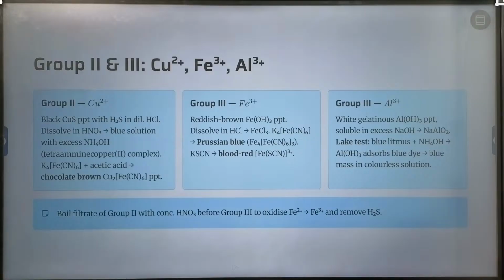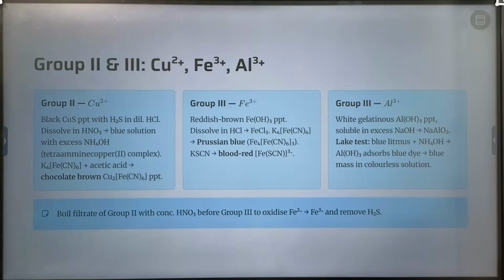Now that is actually chocolate brown in color. Potassium hexacyanoferrate complex is actually blue in color, the Prussian blue. Now that has been changed into chocolate brown color because the counter ion potassium is replaced by the metal ion which is present, copper. So that is also a good confirmatory test for the presence of copper.